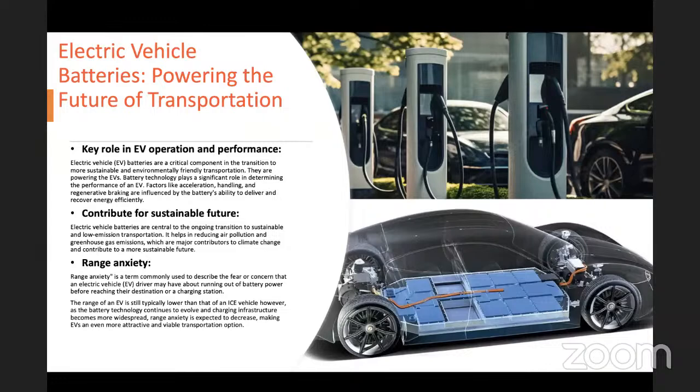Then comes the range. Range is a fear or concern among most of the users, so manufacturers, innovators, and researchers are working on improving the range of vehicles. Range means the distance it can cover in one single charge. That is already developed, and we have reached approximately 500 kilometers per charge in many of the leading manufacturers.